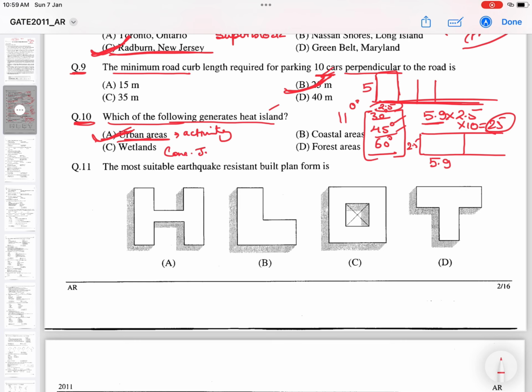We have concrete jungle, okay, and it radiates heat outwardly. In the urban area, if this is the urban area and these are the rural counterparts of this, it will experience much higher temperature, okay. This is the temperature graph, it will experience much higher temperature rather than its rural counterparts. So the answer is urban area, okay.